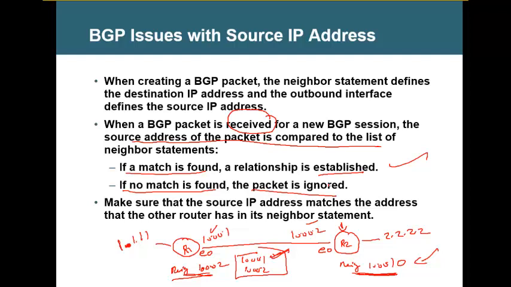If a match is found only then can the neighbor be established. If a match is not found, the packet is going to be ignored. So see the third point: make sure that the source IP address must match the address that the other router has in the neighbor statement. Very important and basic, the very first troubleshooting in BGP. Other troubleshooting comes only after you fix this trouble.